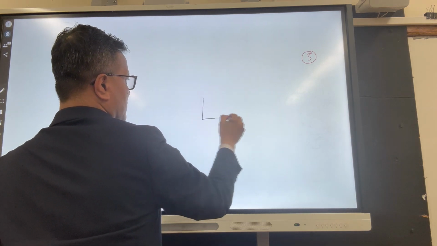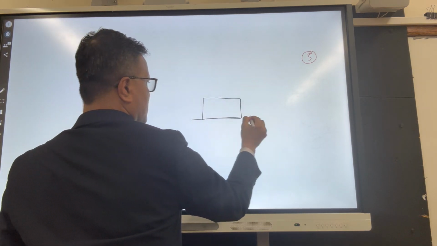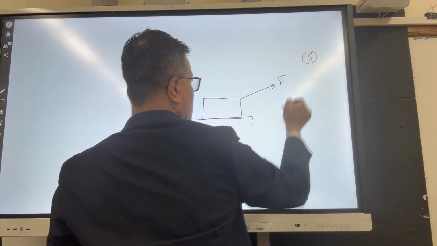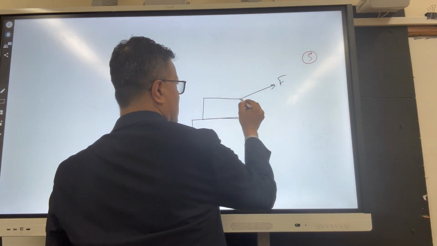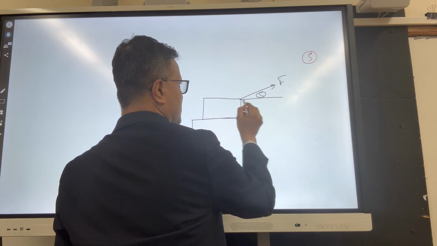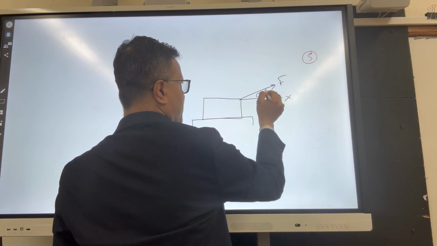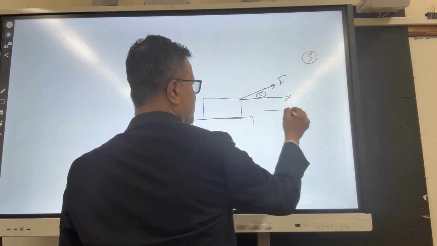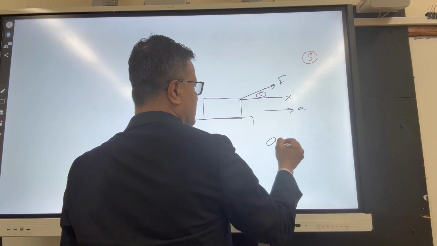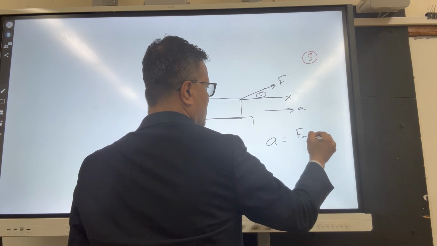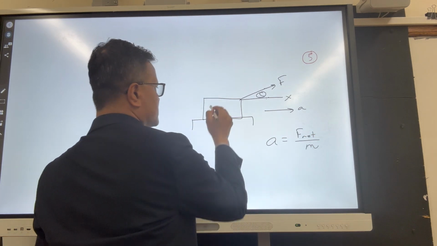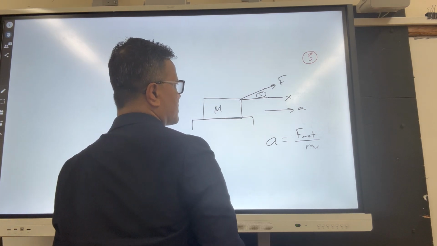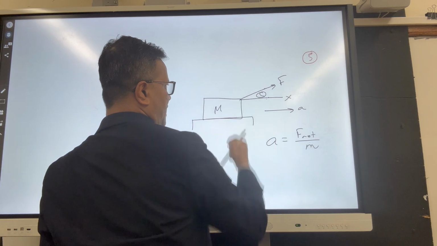Box sitting on a frictionless table, you apply some force to move it. As the angle between the x-axis and the applied force increases, what happens to the acceleration? Since acceleration is net force over mass, and the mass is constant, the acceleration would decrease if the angle increases.